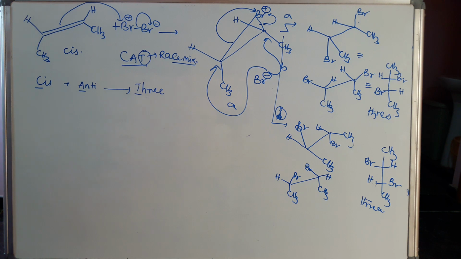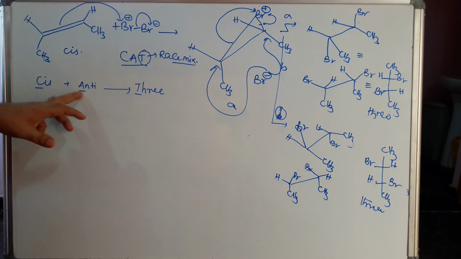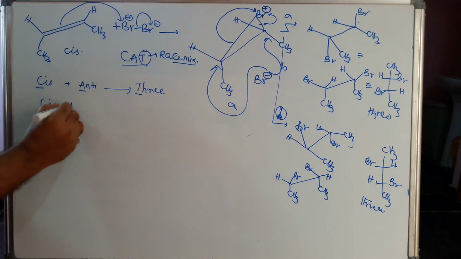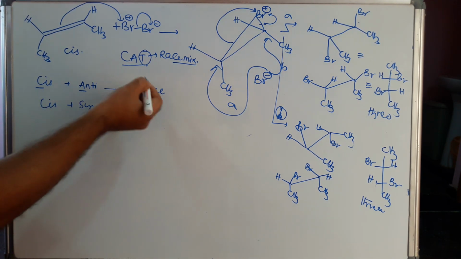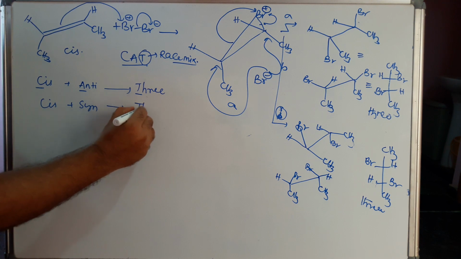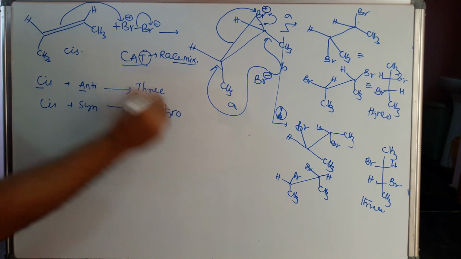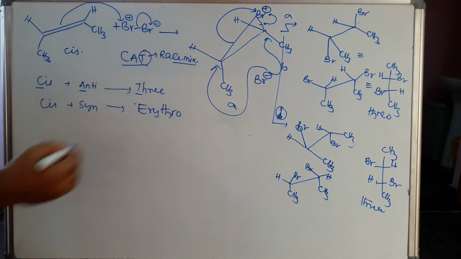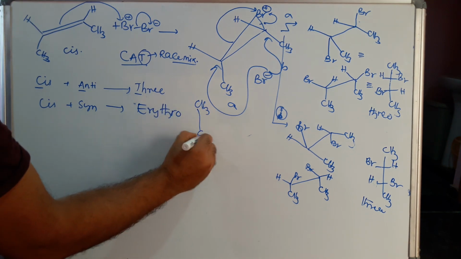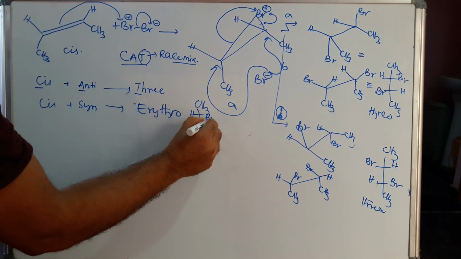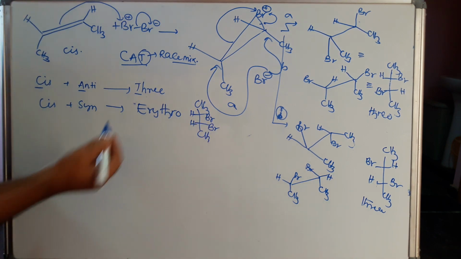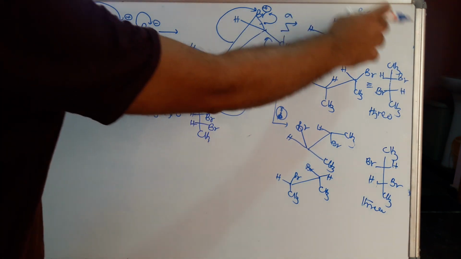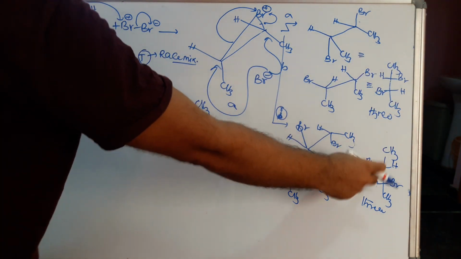Okay, this is with respect to cis. How to remember that, I have given here: cis alkene anti-addition gives threo. Then automatically for the cis form, syn addition gives the reverse form, that is the erythro form. In the erythro form we have the same CH3, CH3, and HBr, HBr. But this compound is not optically active. This mixture is optically inactive, but individually they are optically active.